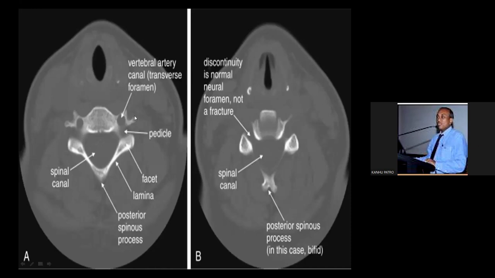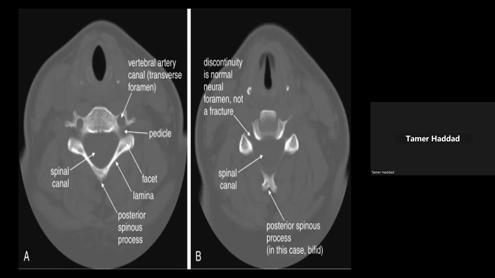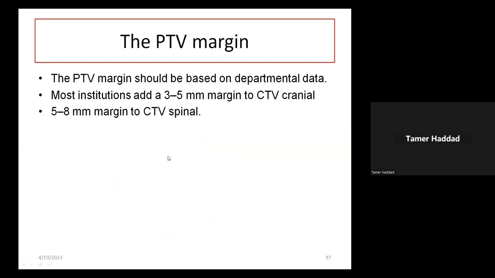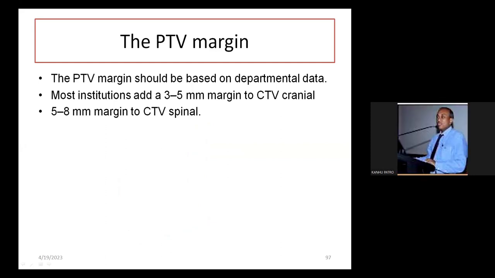It will be best visible in the bone windows. So these are the nerve roots, what I told before. We have to include this area. The PTV margin for the brain, usually we give a 5 mm margin. For the spine, we are giving a 7 mm to 1 centimeter margin.